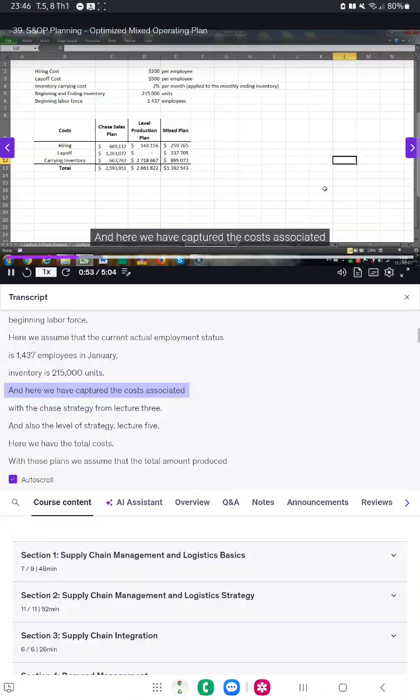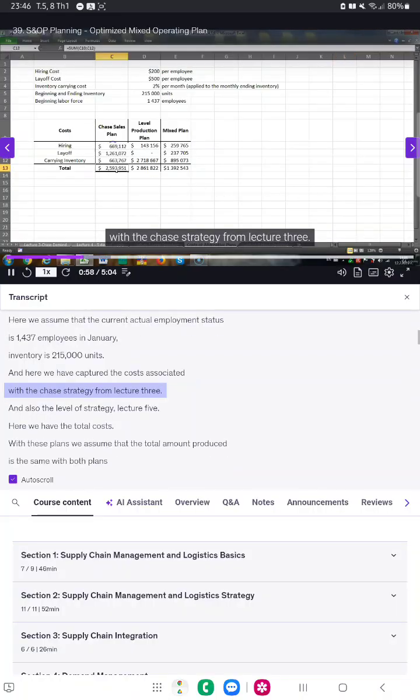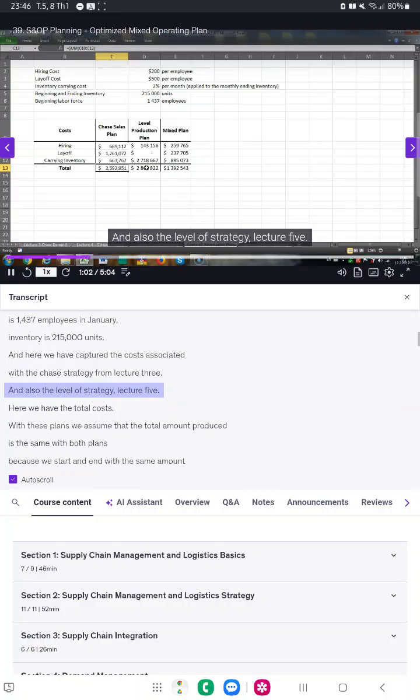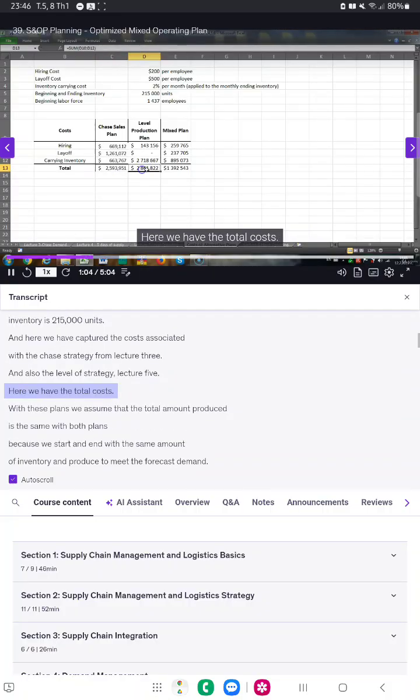And here we have captured the costs associated with the chase strategy from lecture 3, and also the level strategy, lecture 5. Here we have the total cost.